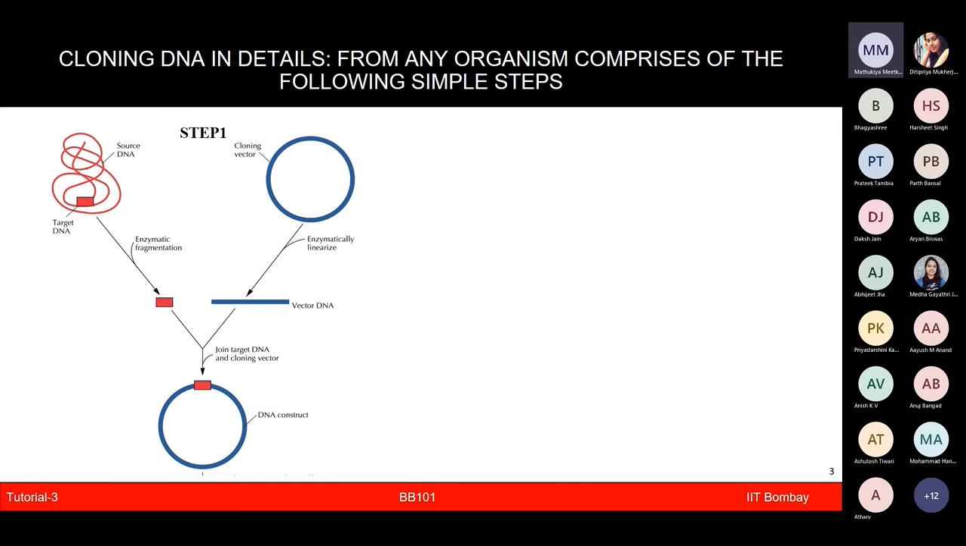Obviously, the smaller target DNA goes into the bigger DNA vector, the thing that will carry the part that we need to be, after all, expressed or something, right? So for that matter, we need to enzymatically linearize the cloning vector, because generally cloning vectors are circular.